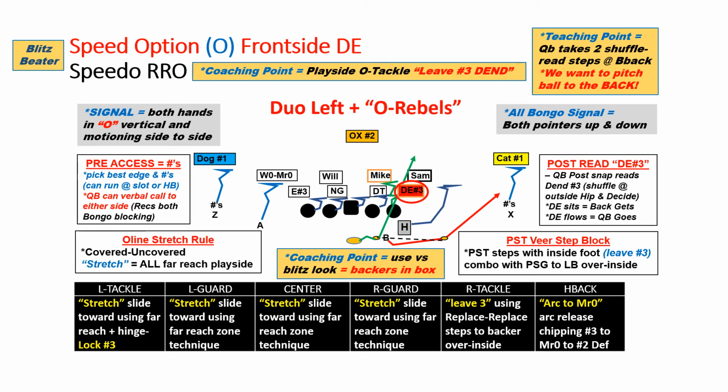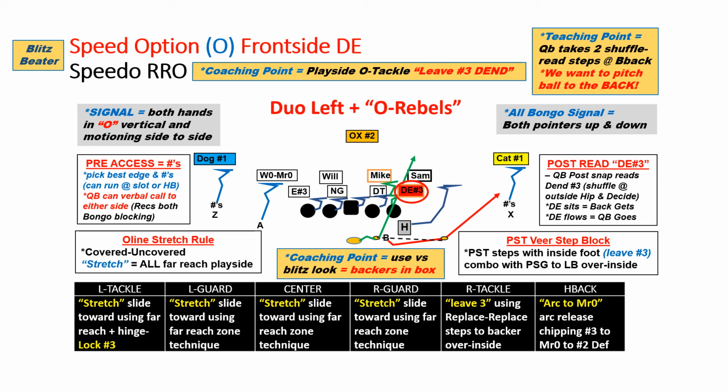What's great about this is the play side tackle will just leave 3 and take what's called a veer step, stepping with his inside foot first, but climbing to block the first linebacker head up or back. Again, it's a letter prefix, O Rebels, telling us it's option. The H back then will arc release to the Sam backer.